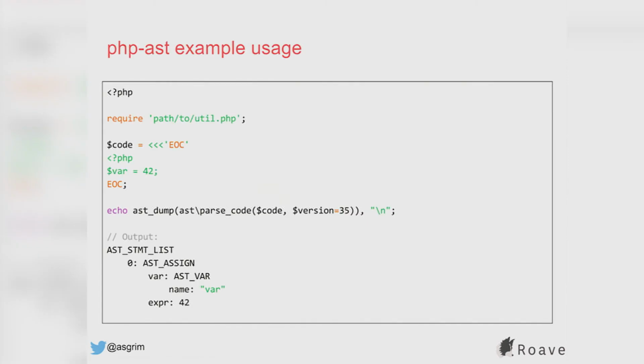But this is what a use case would look like, right? Once you've installed the extension, you call the AST parse code function, and give it some code. The AST dump function here is just a helper function to display the AST nicer, because if you look at AST, it's enormous, it's huge, really big. So this kind of simplifies the output so it's a bit more readable, for us mere mortals.